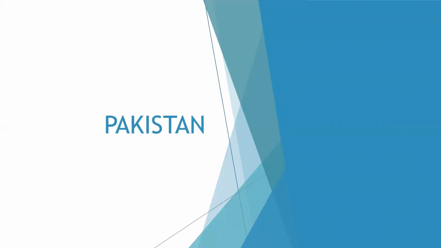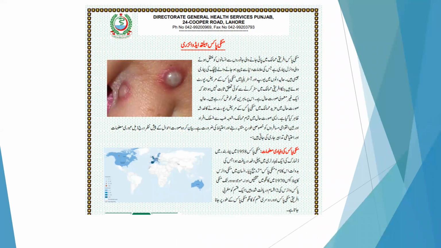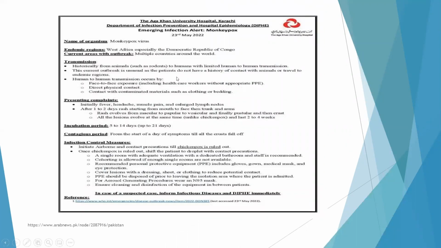Regarding Pakistan, these were the Urdu guidelines for the disease, and this whole document is shared on the websites. This is the general awareness flyer for people in the native language and also in English, provided by Aga Khan University on 23rd May, showing the epidemiological features, the modes of transmission, presenting complaints, incubation periods, and infection control measures. It's a precise document with lots of information.